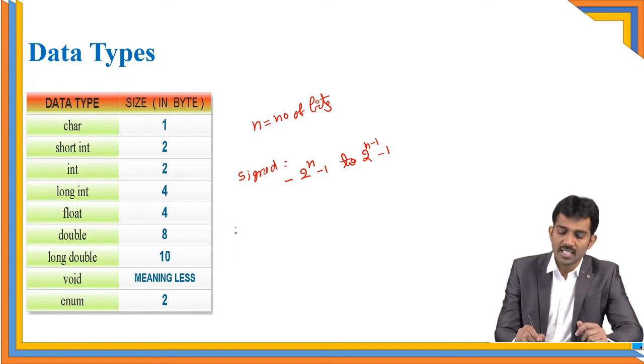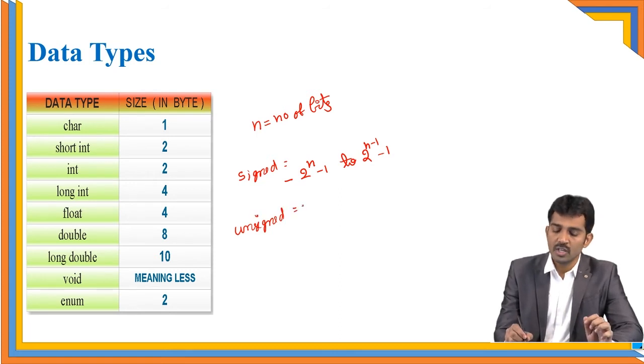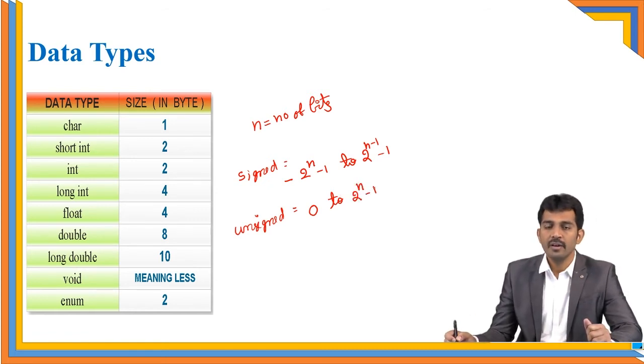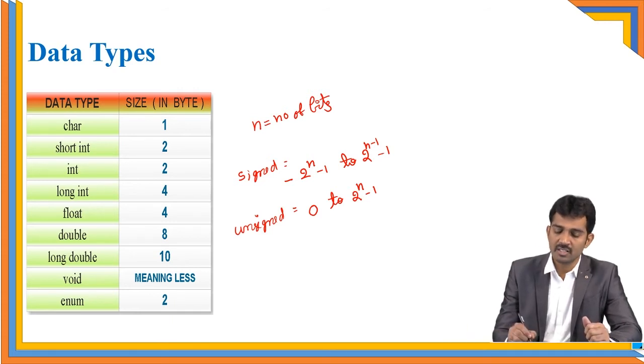For example, it is unsigned. What is the minimum value it is going to store? Signed means negative and positive, so unsigned means only positive, right? So it is going to take 0 to the maximum value, which is 2 power n minus 1. For example, if you consider the character, how many bytes does a character contain? 1 byte. 1 byte means how many bits? 8 bits, right? So here n is 8.